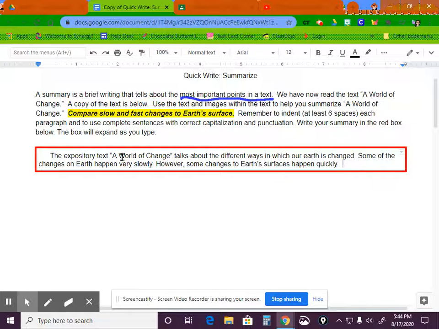I'm going to be talking about the different ways the Earth changes according to the text, A World of Change. I'm going to be comparing and contrasting, seeing how those changes are the same and different in my next sentence. Some of the changes on Earth happen very slowly. However, some changes to Earth's surface happen quickly. Now, did you notice as I was typing how my text box expanded? It will keep expanding for you.